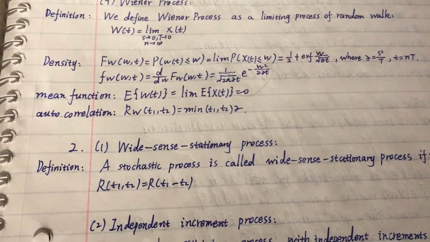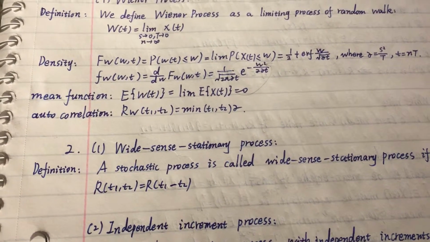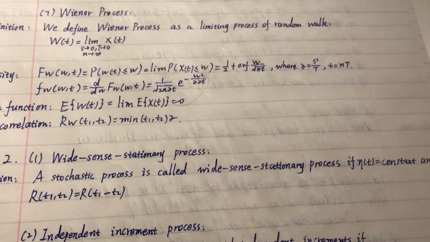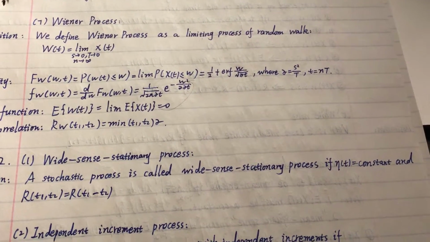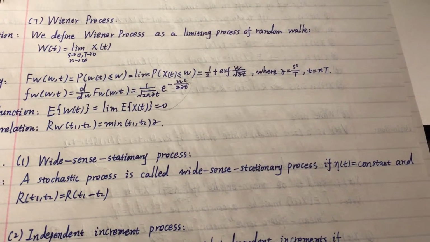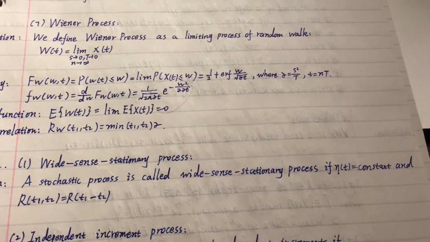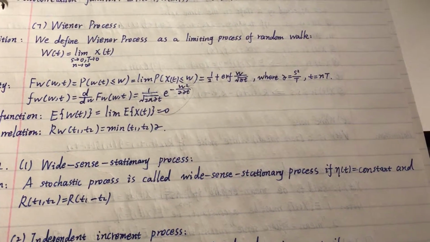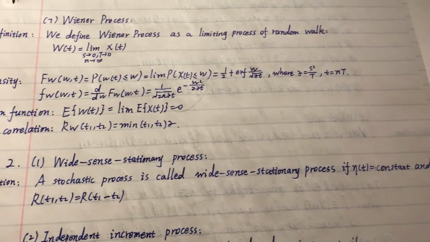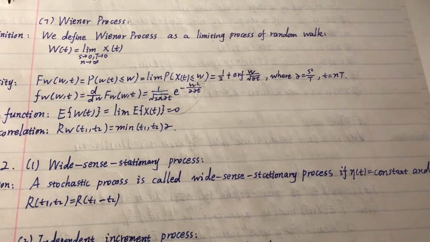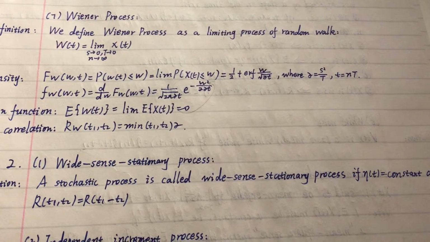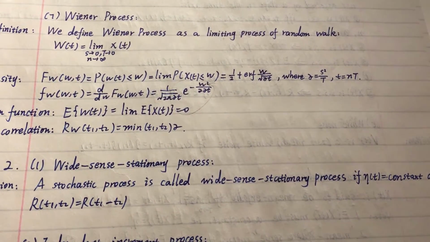wide-sense stationary process. And the definition is that a stochastic process is called a wide-sense stationary process if the mean equals a constant and the autocorrelation equals the correlation of t1 minus t2.